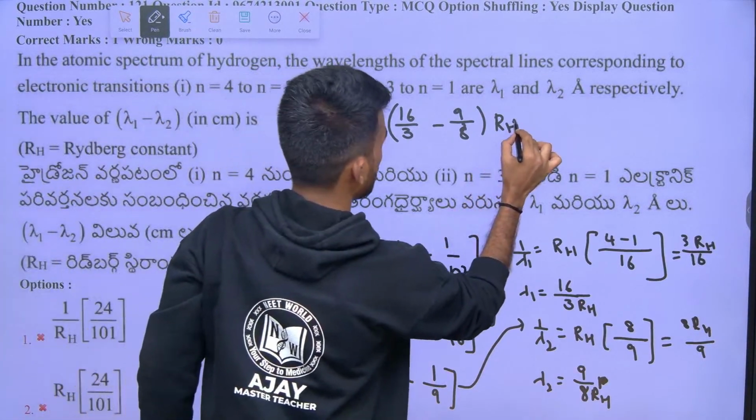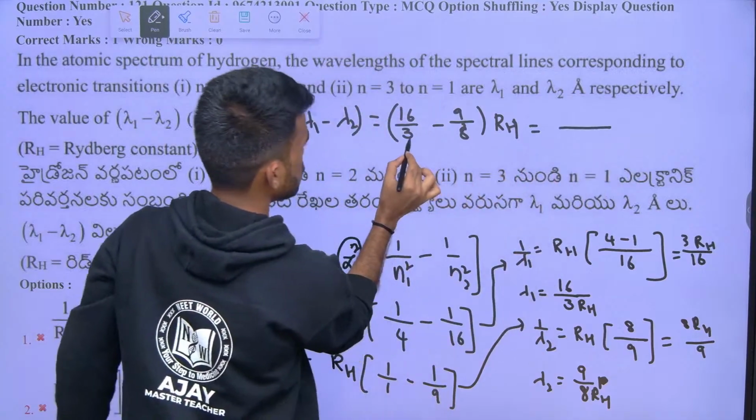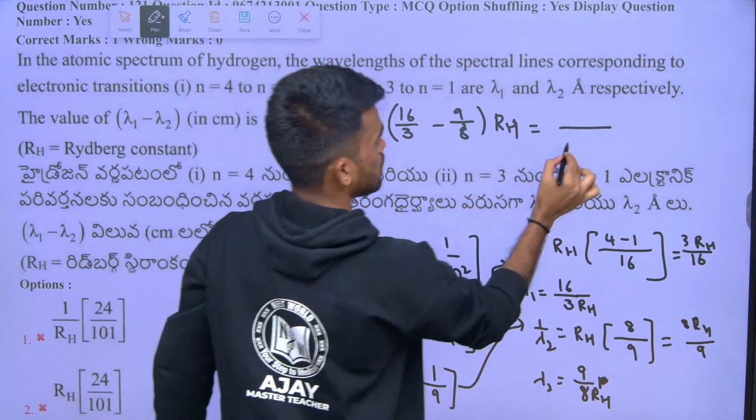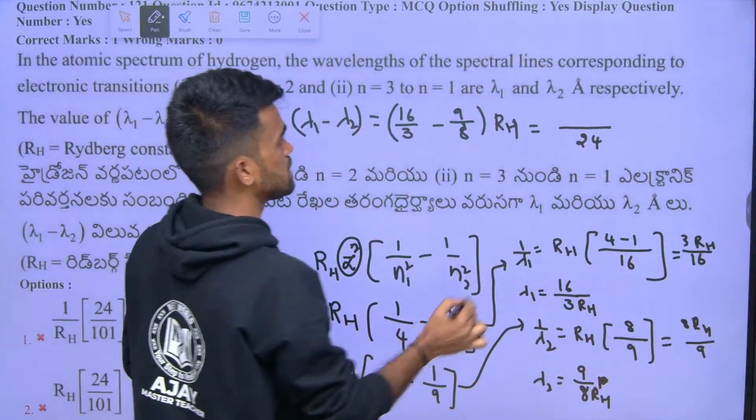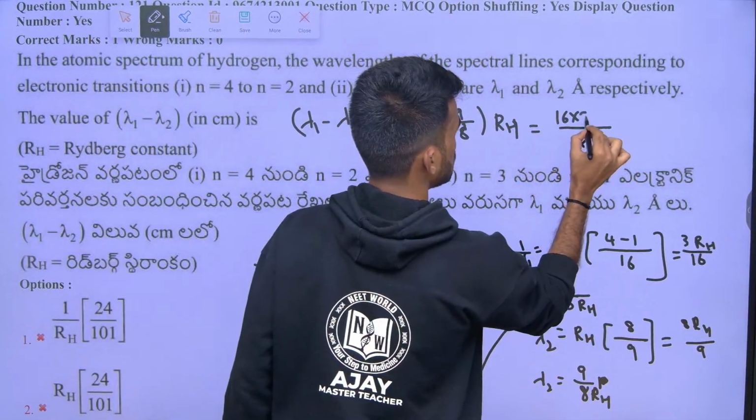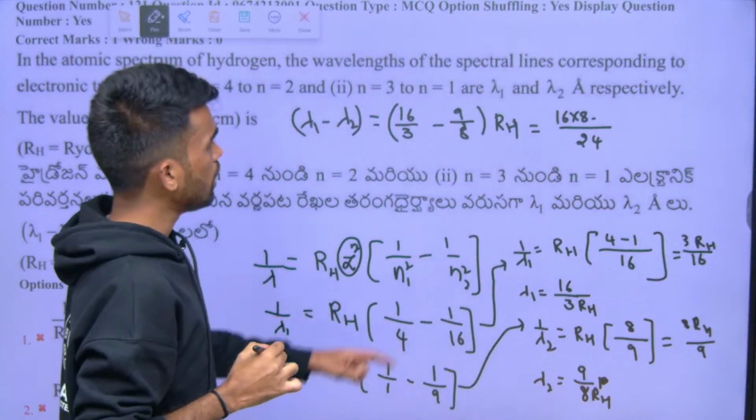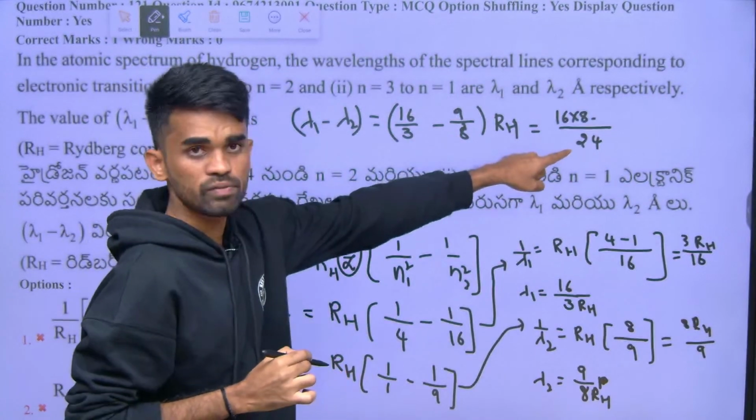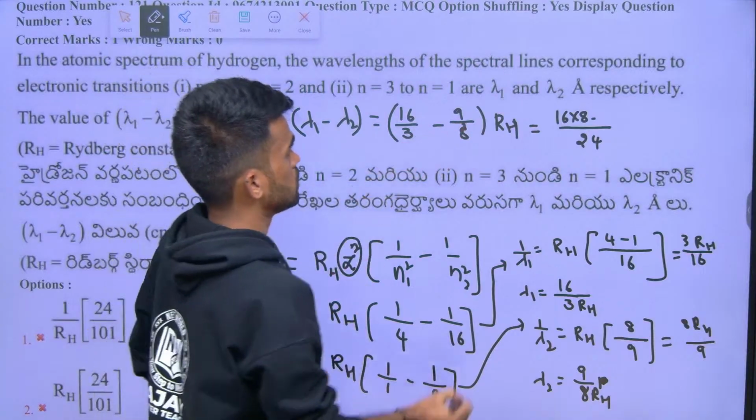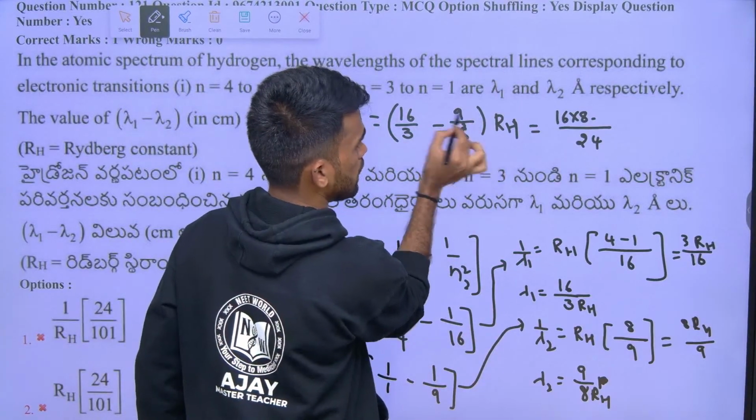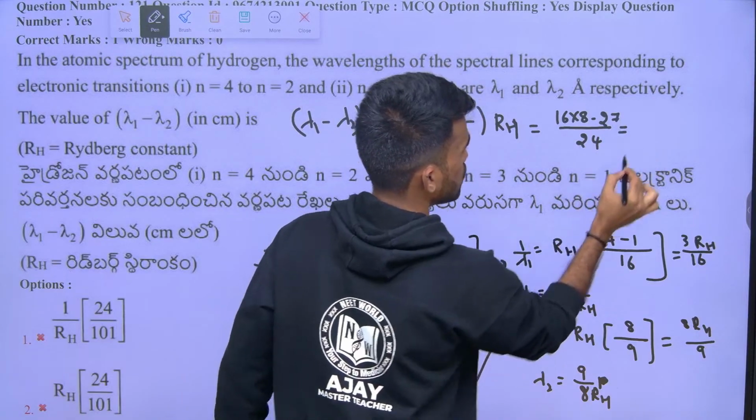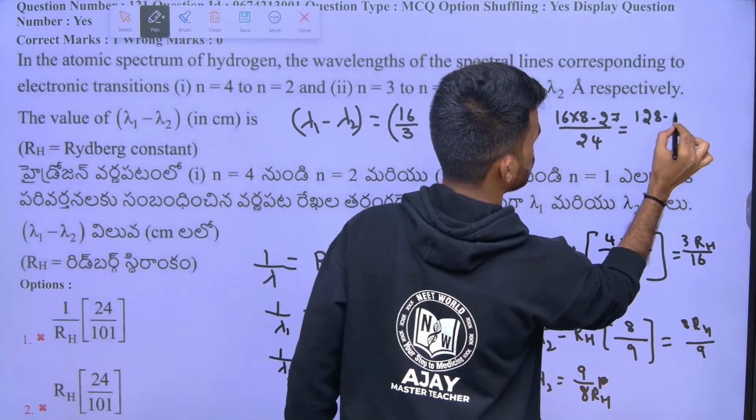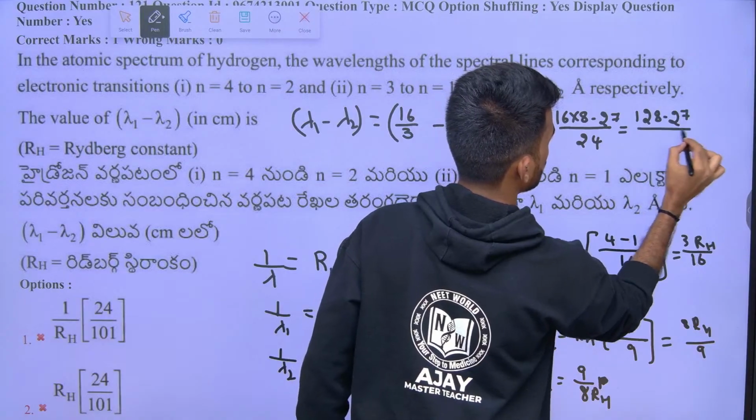By simplifying this, what can we get? The LCM will be how much? That will be 24, since 8 times 3 is 24. Then 16 times 8 is 128, minus 9 times 3, which is 27. So this is 128 minus 27 by 24.